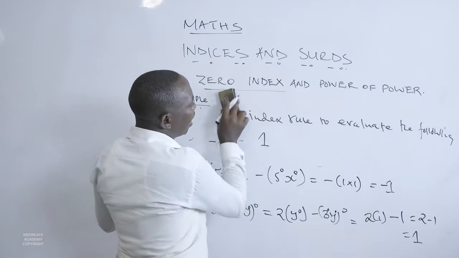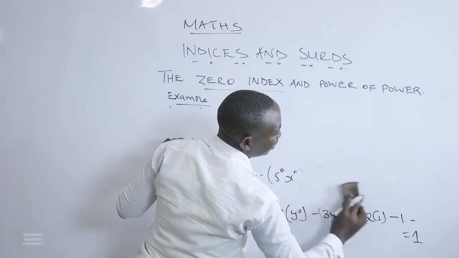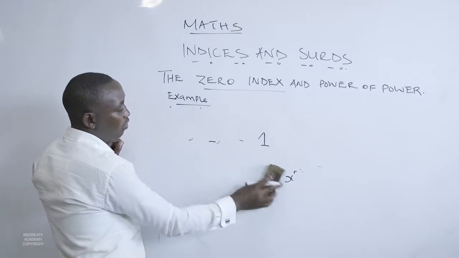Let us look at a case where we have a combination of the 0 index and a power of another power.